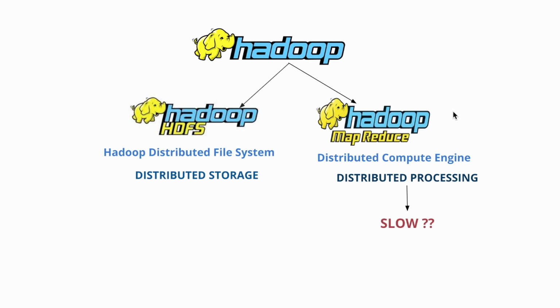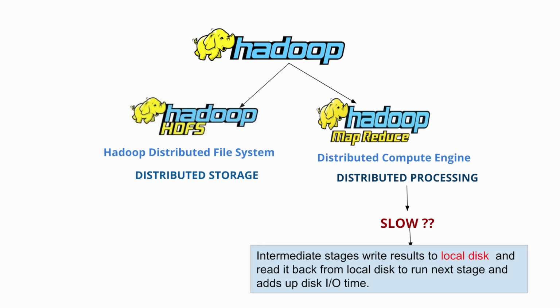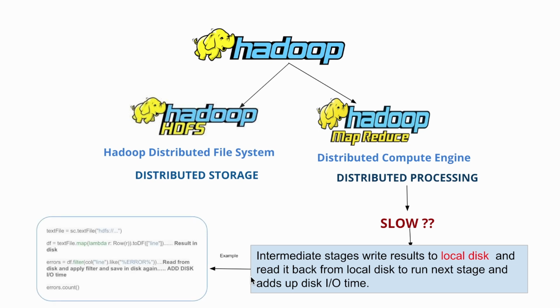What's the problem with Hadoop then? Hadoop's MapReduce compute engine is slow. But why? In MapReduce jobs, intermediate stages write results to local disk and read it back from local disk to run the next stage, and this adds up the disk input-output time and hence the process slows down. Here in the example, you can see that after reading the file from HDFS, the DF operation will write its result to disk, and in order to process the next step, which is errors, it will read the output of DF from the disk again. Reading and writing the results to disk slows down the processing of the MapReduce engine.